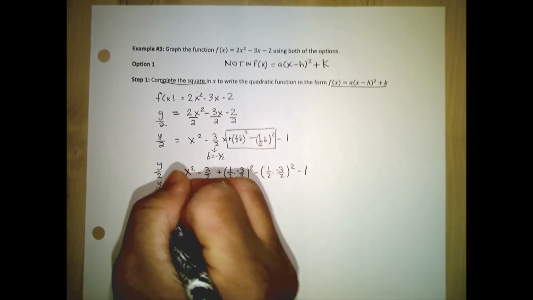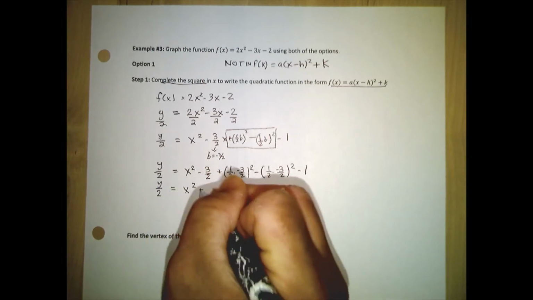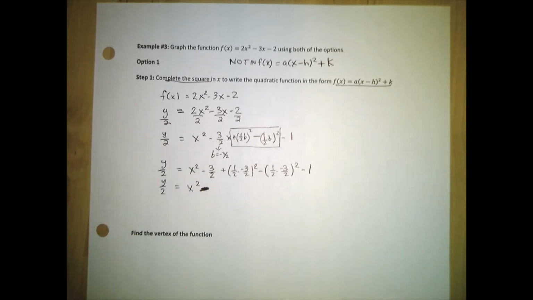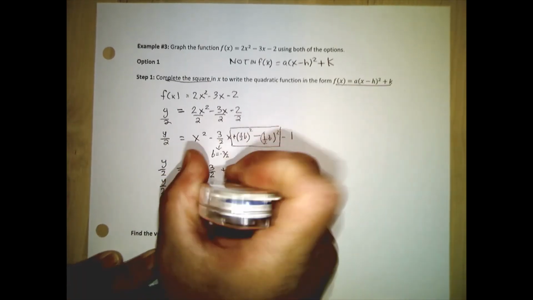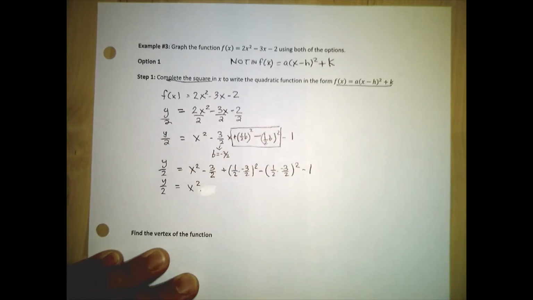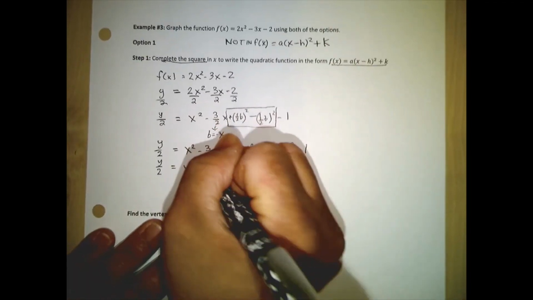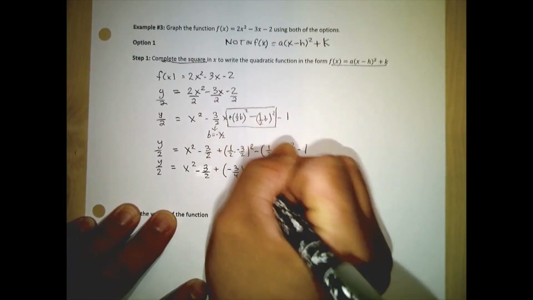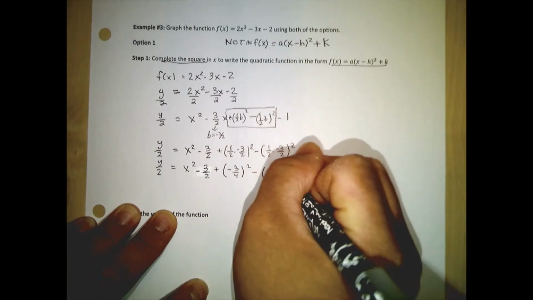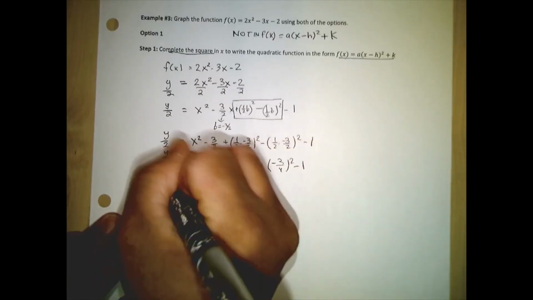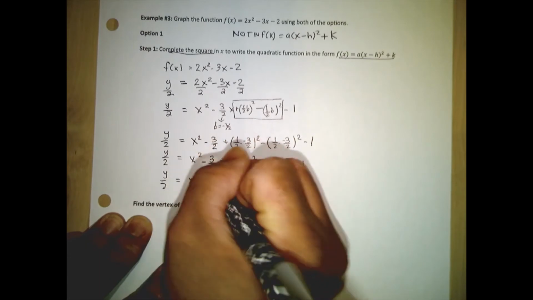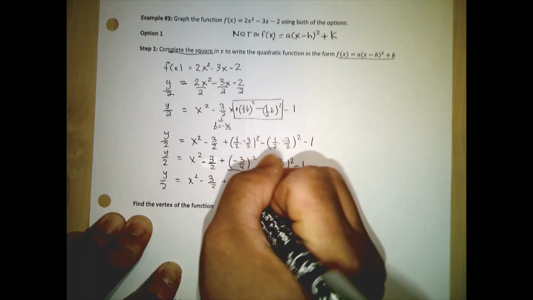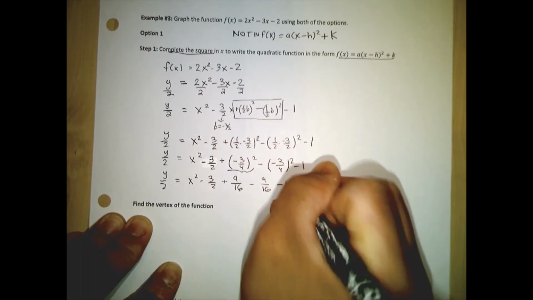And then I have y/2 equal to x^2 - 3/2 x, plus (-3/4)^2 minus (-3/4)^2, minus 1. I'll square this out, so that's plus 9/16 minus 9/16 minus 1.